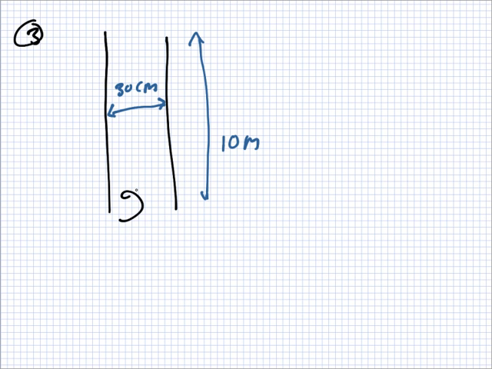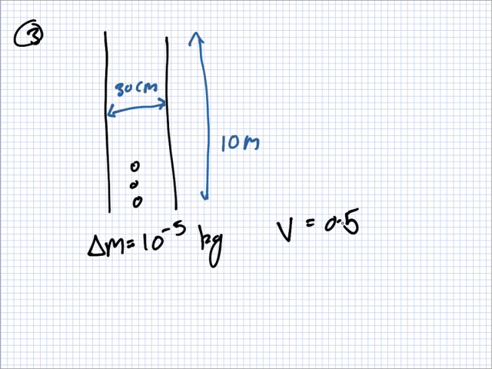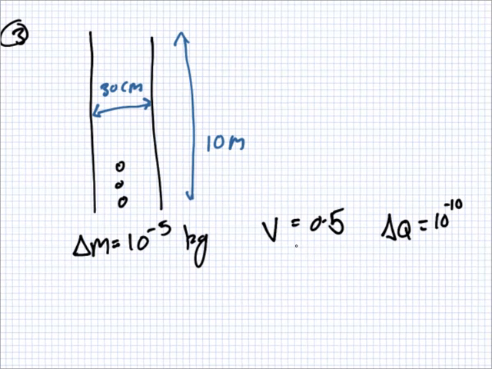So you have some dust coming up here, and the mass is 10 to the minus 5 kilograms, and the speed this dust is moving up at, I'll call it V, is 0.5 meters per second. And it also has a small charge, which is 10 to the minus 10 coulombs per dust particle as well.